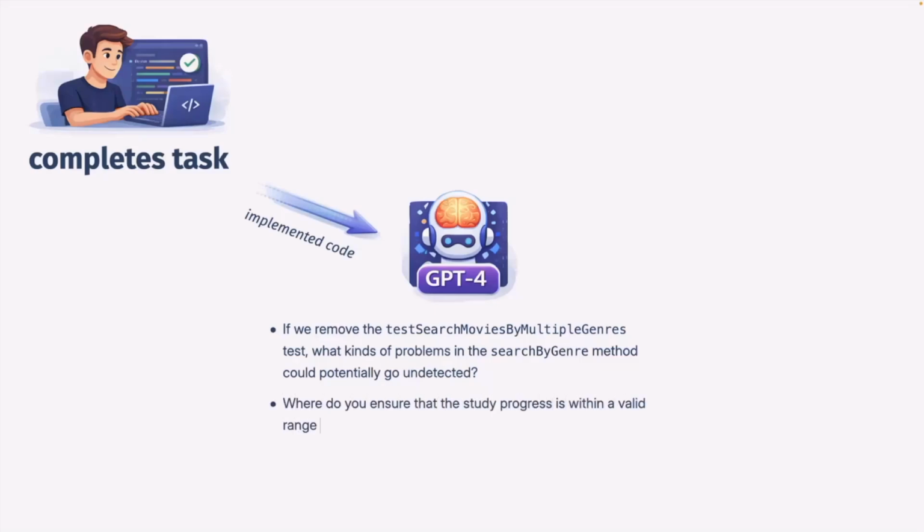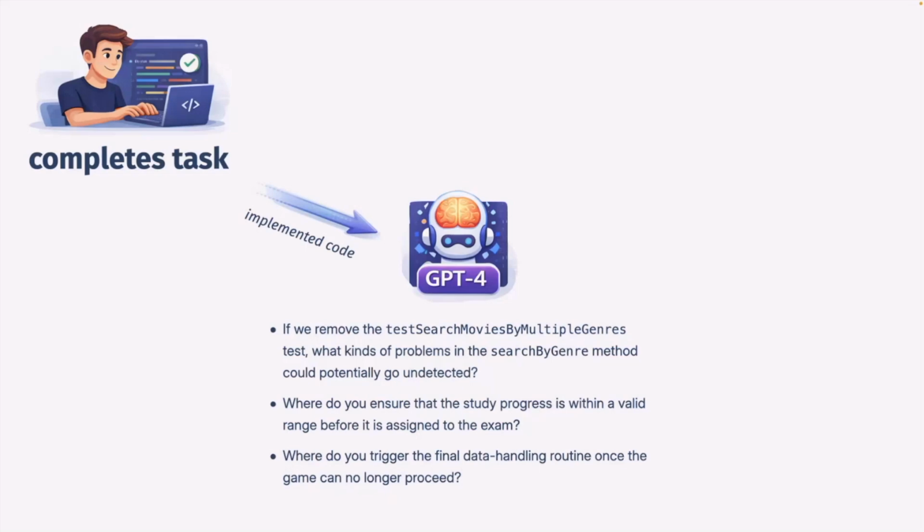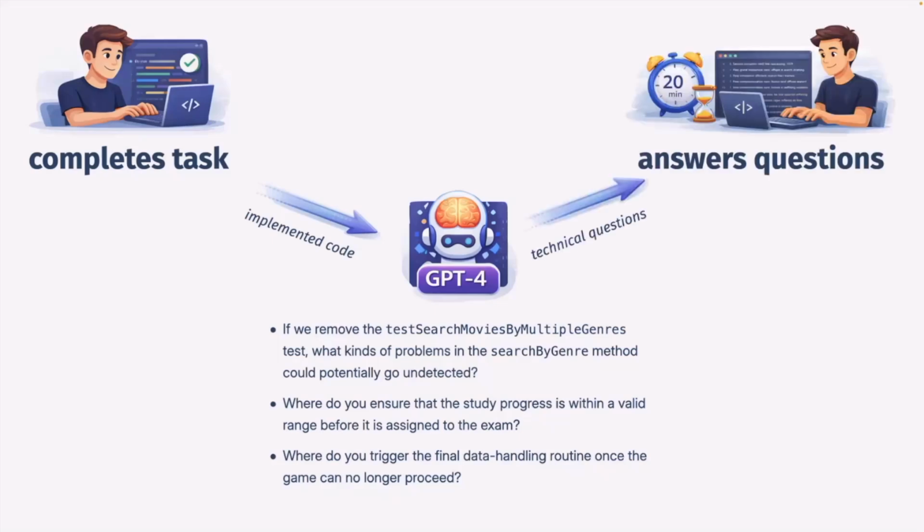Then there were other questions that were about pointing to a line of code, like where do you ensure that the study progress is within a valid range before it is assigned to the exam, for example? Or where do you trigger the final data handling routine once the game can no longer proceed? So they got questions. We asked for 9 questions per task. And then they had 20 minutes to answer the questions. They got the questions in the IDE. They didn't have to do anything, just click a button and the questions were generated. And they answered the questions in this file. So at the end, on our servers, there were also the questions generated by GPT and the answers provided by participants.